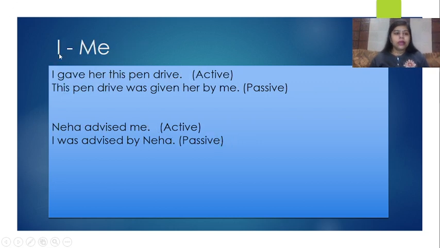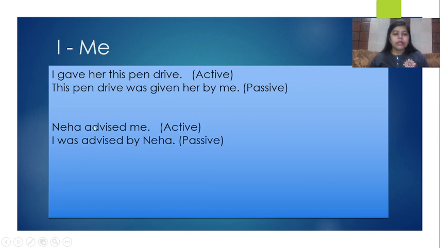Next pronoun is I, which will be converted into me. In other words, we could say that objective pronoun of I is me, like I gave her this pen drive. So that is an active form, and if we'll convert it into passive form, so this pen drive was given her by me. Her will remain same, right? This pen drive was given her by me. So I will be converted into me. I is subject here and this will be object here because the objective form of I is me.